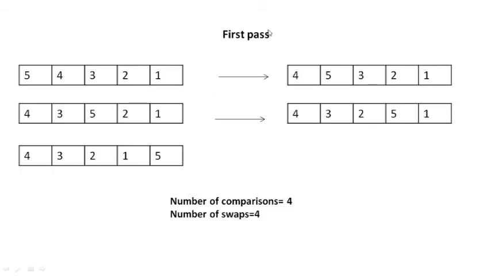The first pass will go like this. 5 will be compared with 4. 4 is smaller, so 5 and 4 should be swapped. So in this array, 4 and 5 are swapped now, and we have compared only 4 with 5. So there is only one comparison till then, and the number of swaps is 1.